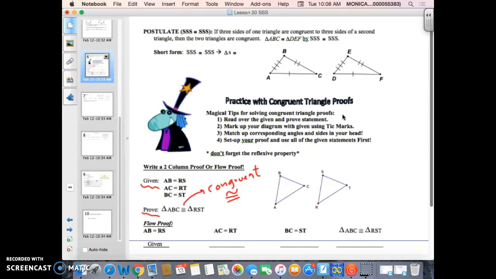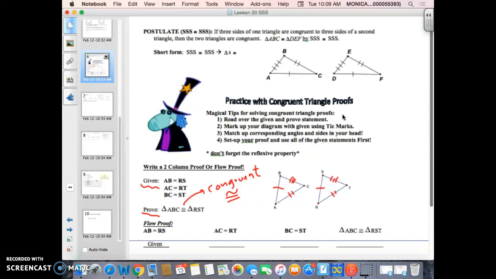Step two, we want to mark up the diagram with the given information. And so what we're going to do here is we're going to use tick marks because these are side lengths. So AB is congruent to RS, AC is congruent to RT, and BC is congruent to ST. So that's step two. Step three, you want to match up corresponding angles and sides in your head. So we did that. And then you want to set up your proof and use all of the given statements.